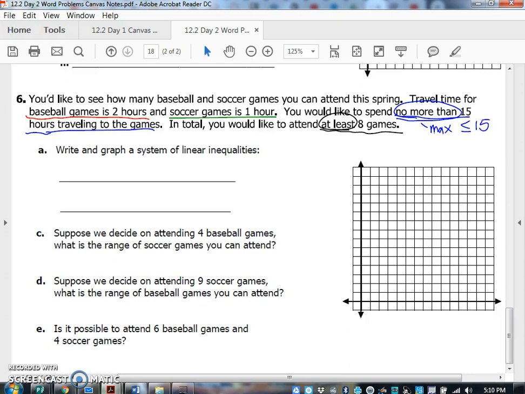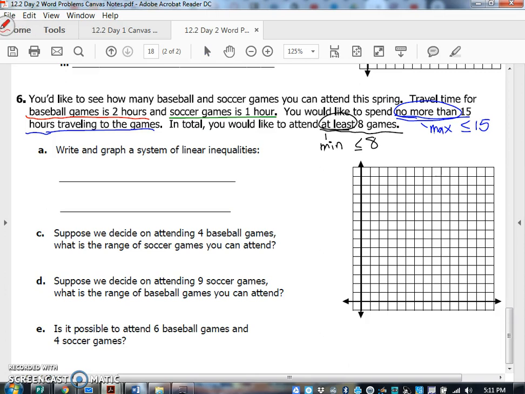At least 8 games, at least is always a minimum, which means I need to at least attend 8 games. Maybe I could attend 9 games, 10 games, whatever. That's greater than or equal to. 8 games is at least 8 games. Okay? So let's write our inequalities then.